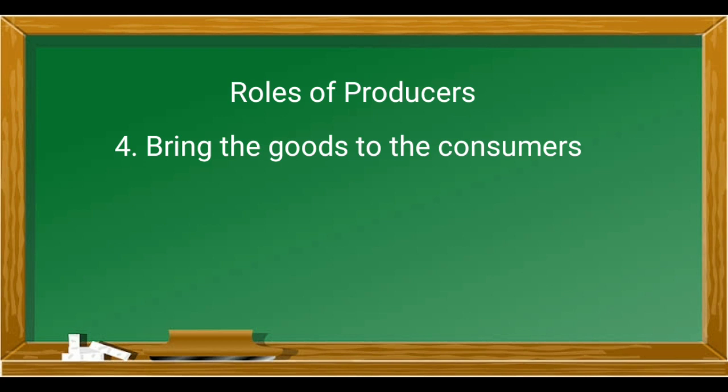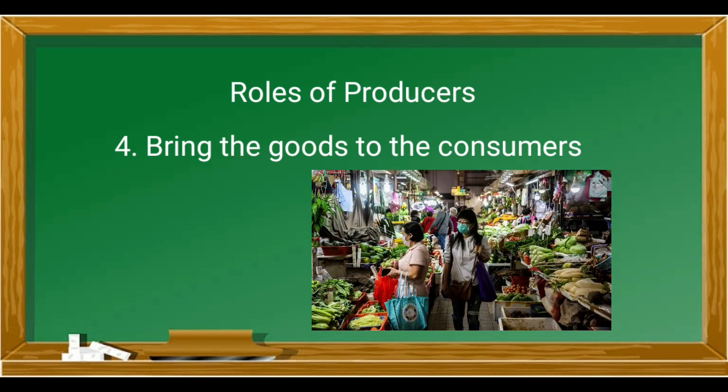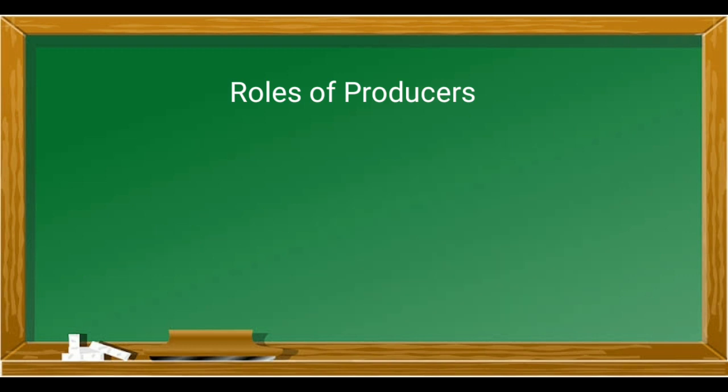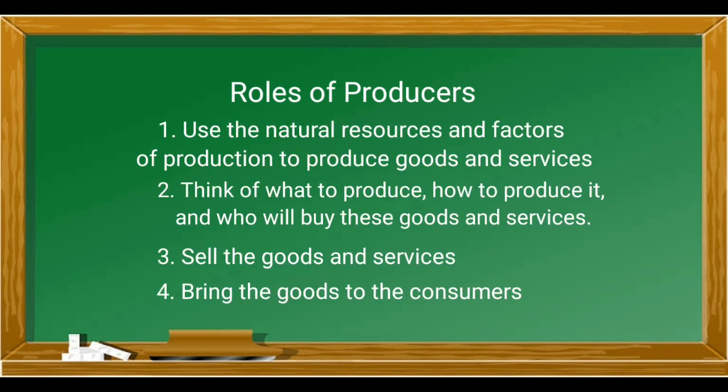That is correct. They bring it to the market where consumers can easily go to and will have convenience in buying what they need. Alright, so let's have a recap. Again, the four main roles of producers are: number one, producers use the natural resources and factors of production to produce goods and services. Number two, they think of what to produce, how to produce it, and who will buy these goods and services. Number three is to sell the goods and services. Lastly, for number four, producers bring the goods to the consumers.